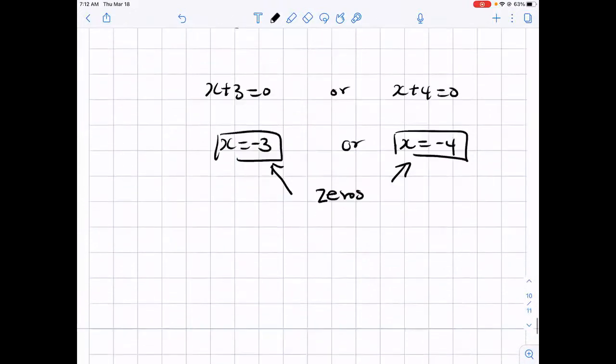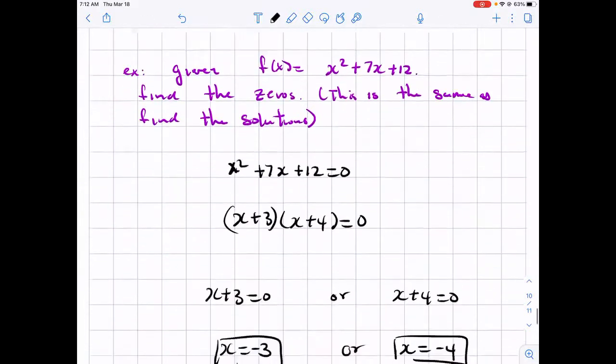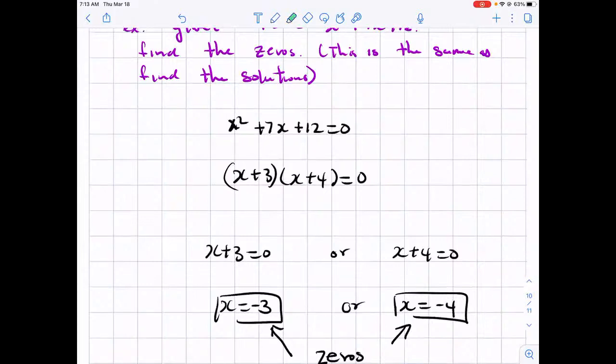Now, x equal a is also called the zeros or solutions. Now, x minus a is a factor. These things here are called the factors.